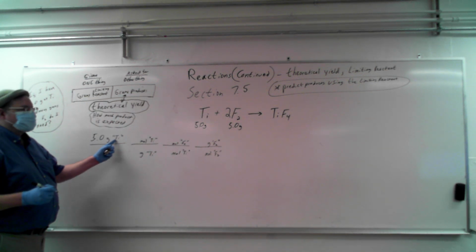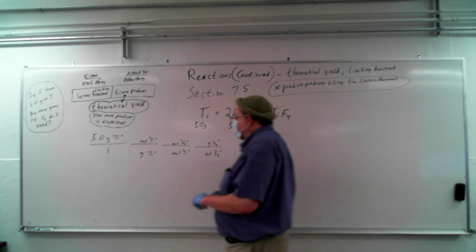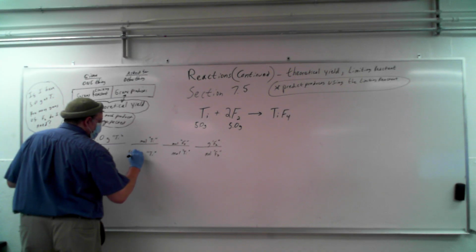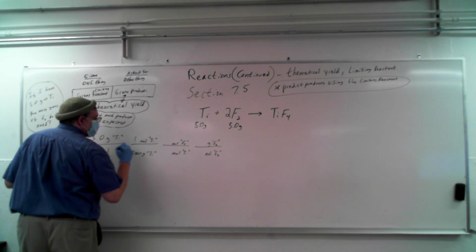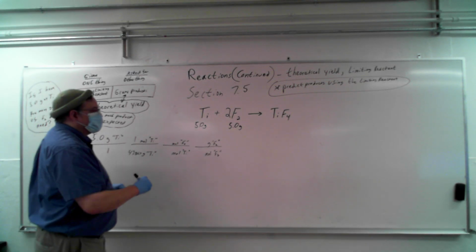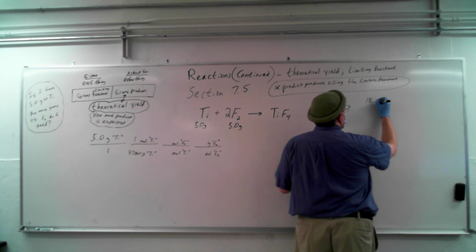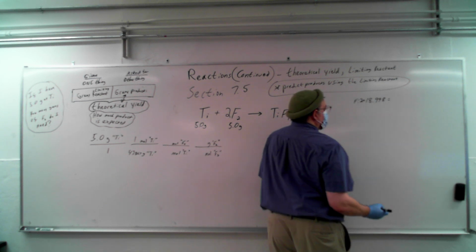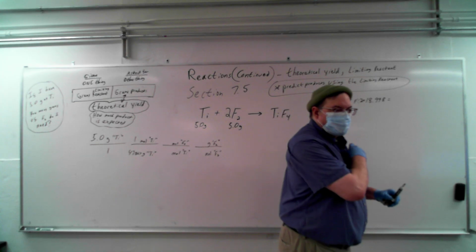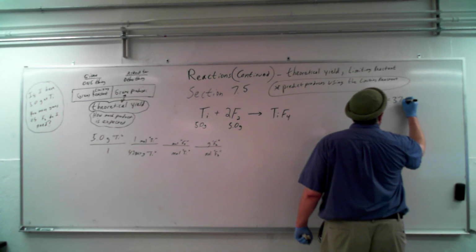Just look on the periodic table for Ti. Anyone got their periodic table? 47.867 grams is 1 mole. So that's straight off the periodic table. Now we need F2. What's the molecular weight of fluorine? 18.998. But that's not times 2, that's just 1. Or times 2 is, I can't do that in my head. I can't either. 37.996.